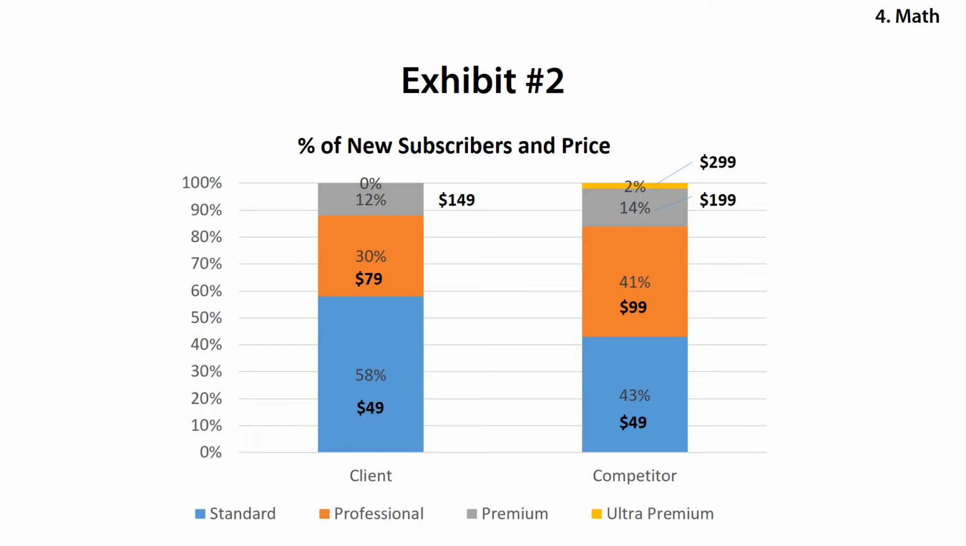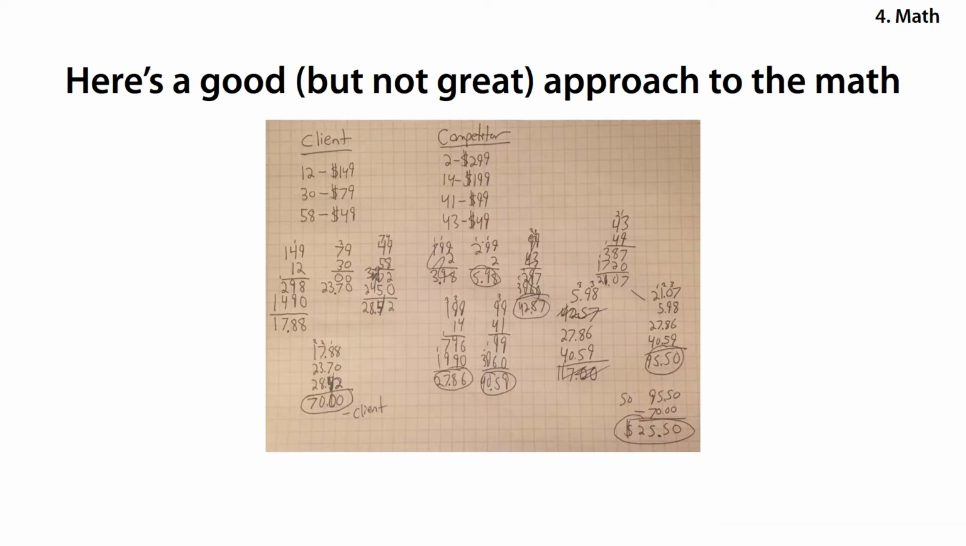The client has shared an exhibit with the following information. They'd like you to calculate the exact increase in average revenue per user in dollar terms if the client were able to match the competitor's mix and pricing. Okay, pause the video for just a few moments, write down, and then talk out loud your math calculations. Now I'm going to talk through an example of a good, typical way to do math.